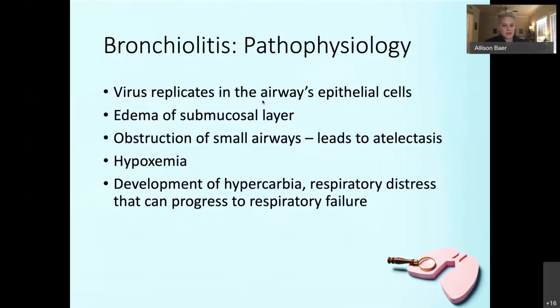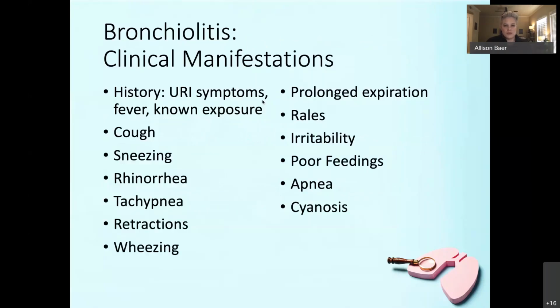So you're going to see hypoxia. Usually these kids are working pretty hard to breathe. They can have issues with their oxygen and their ventilation, so their CO2, respiratory distress, and if it gets bad enough, respiratory failure. Usually when you take a history, they're going to say they had some kind of upper respiratory symptoms or a known exposure to a family member or friend who had a cold. But they're going to show up coughing, sneezing, runny nose, congestion. They're usually going to have a lot of nasal congestion along with it, which makes it even worse.